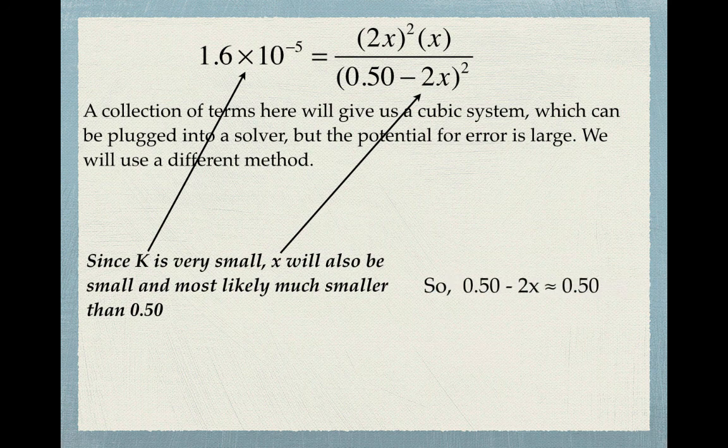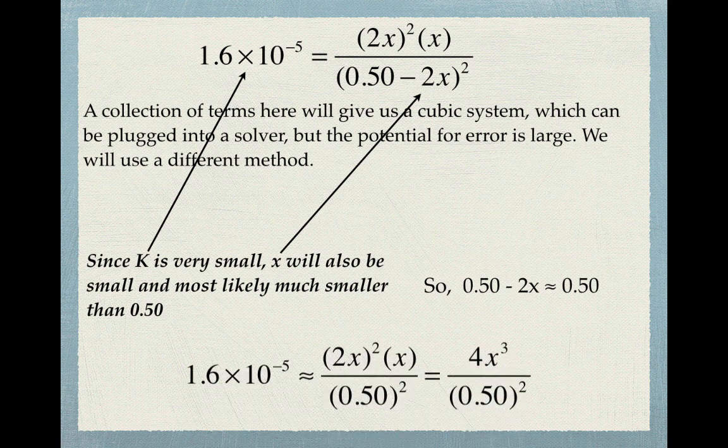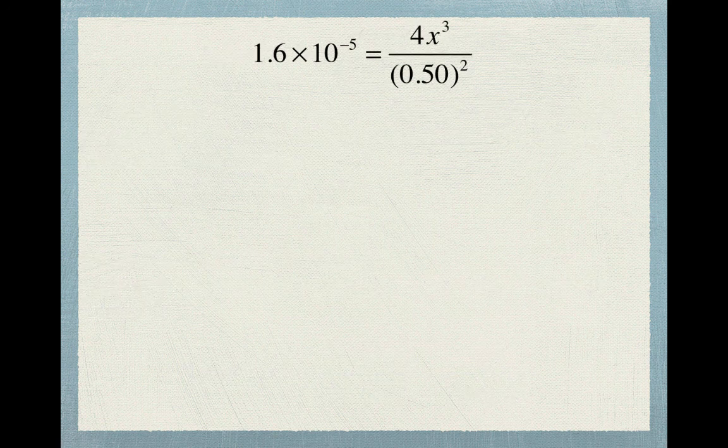So we're making the assumption that 0.5 minus 2x is probably still approximately equal to 0.5. To our two significant figures, there's a good chance that that's correct. We'll always check it in the end to make sure our assumption was correct. But for now, we're going to say that 0.5 minus 2x is approximately equal to 0.5. This simplifies our equation greatly because it leaves us with 2x squared times x over 0.5 squared. So we have 4x cubed up top over 0.5 squared, and I can solve that easily.